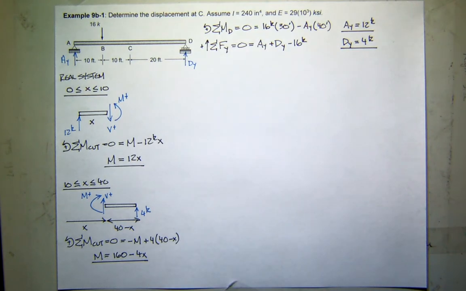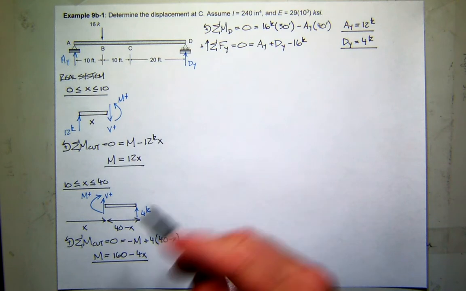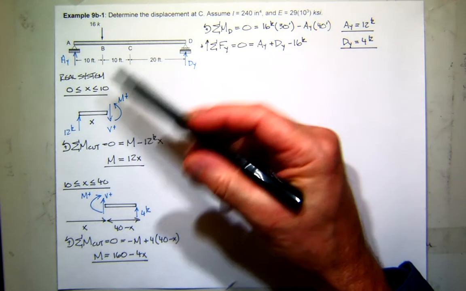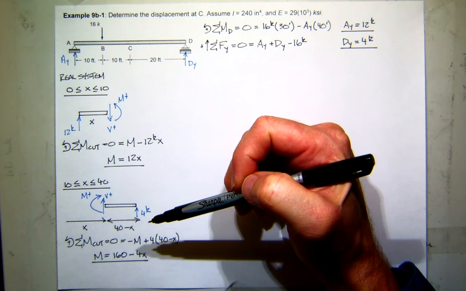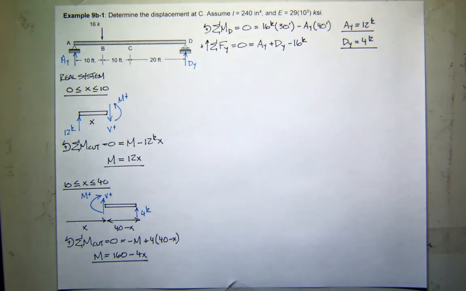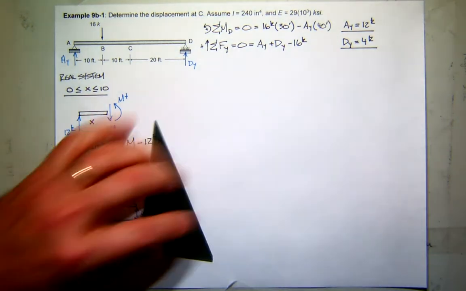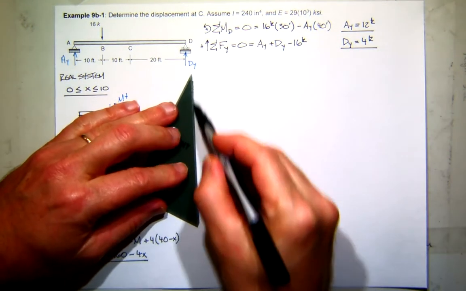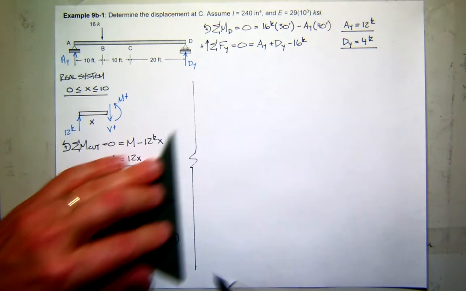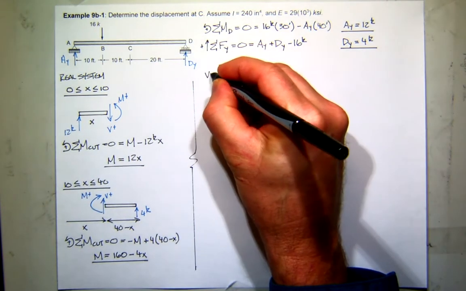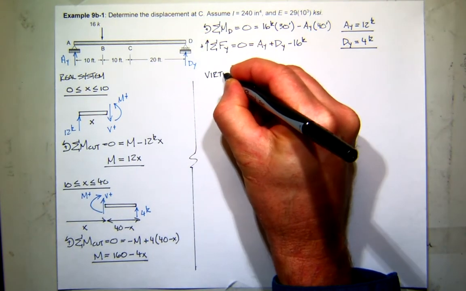So I'm about halfway through the problem. And you might recall that in exam 1, or the first part of the course, we would be finished. And now we're not. We're only halfway. So let me put a little line here to break that off. And now let's look at our virtual system.